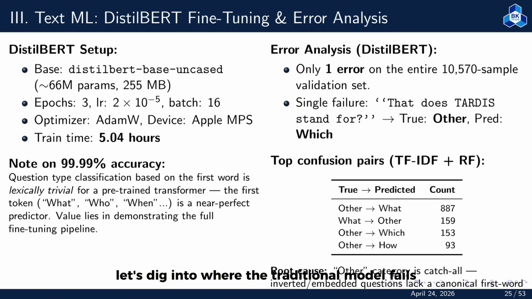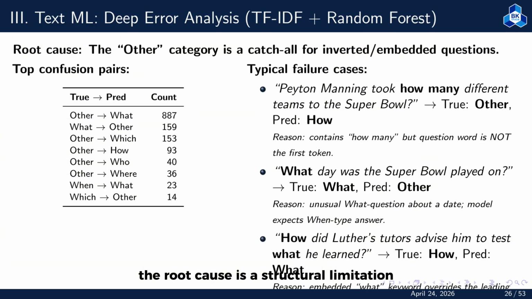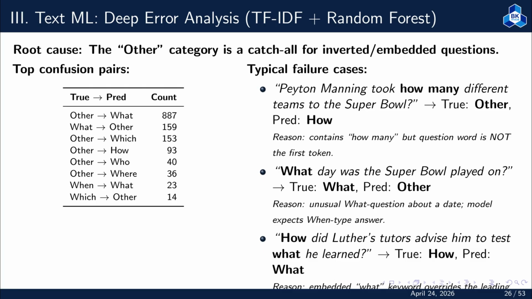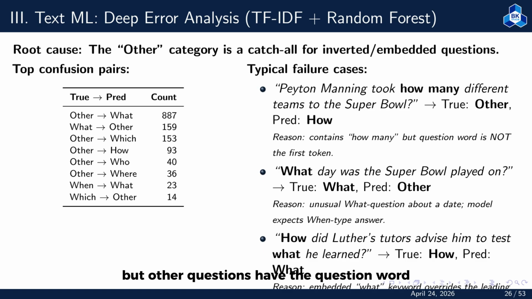Let's dig into where the traditional model fails. 72% of all errors, 87 out of 225, involve the other category. The root cause is a structural limitation of our label extraction method. We classify by first word, but other questions have the question word somewhere in the middle. 3 examples illustrate this clearly.